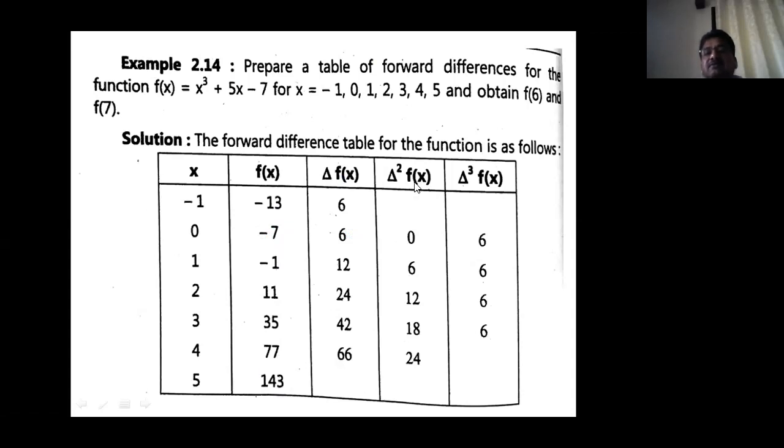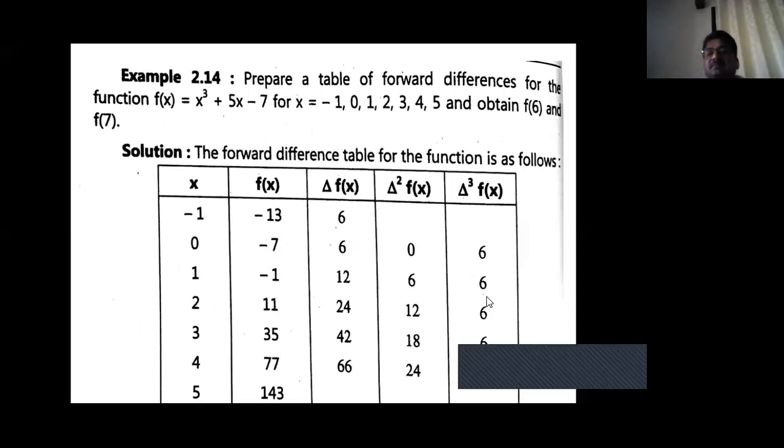Then the next column is delta square f(x). This minus this is 0, this minus this is 6, 24 minus 12. Then 6 minus 0 is 6, 12 minus 6 is 6, 18 minus 12 is 6, 24 minus 18 is 6. That is, all the entries in this column are the same, and so we stop here. No need to find a further table.